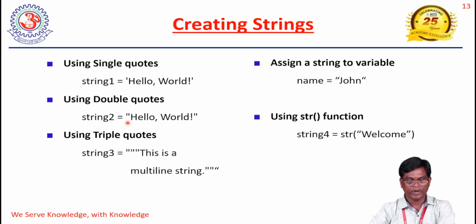So these are the different possible ways to create a string. We can use single quotes, we can use double quotes, we can use triple quotes for creating a multi-line string, and I can assign a string directly to a particular variable, or we have the built-in function called str. By using that we can create a string.